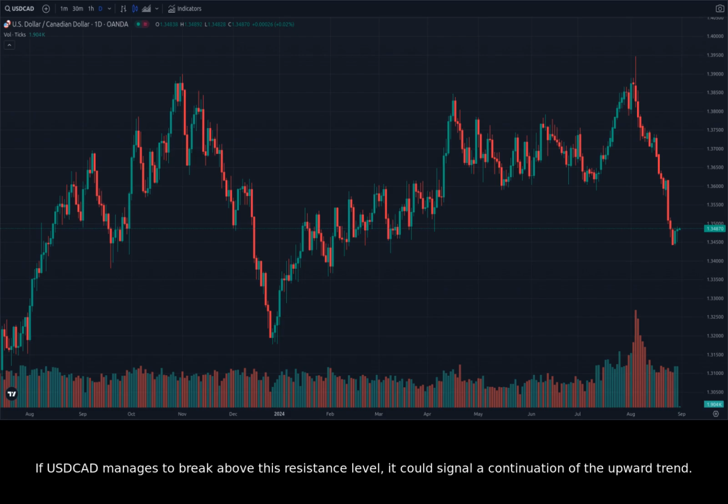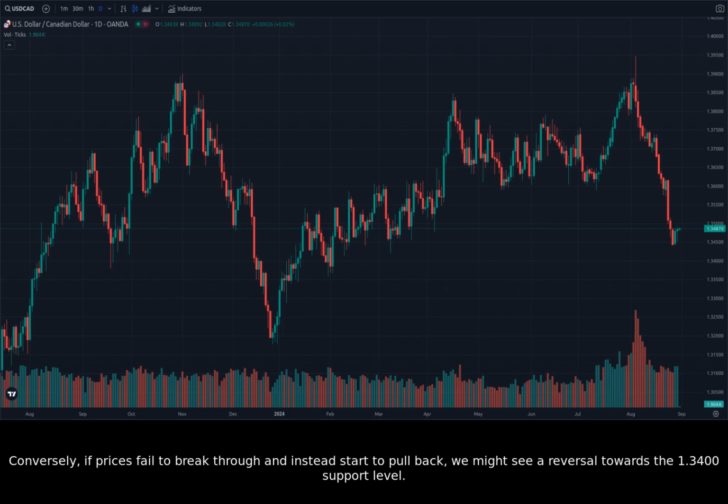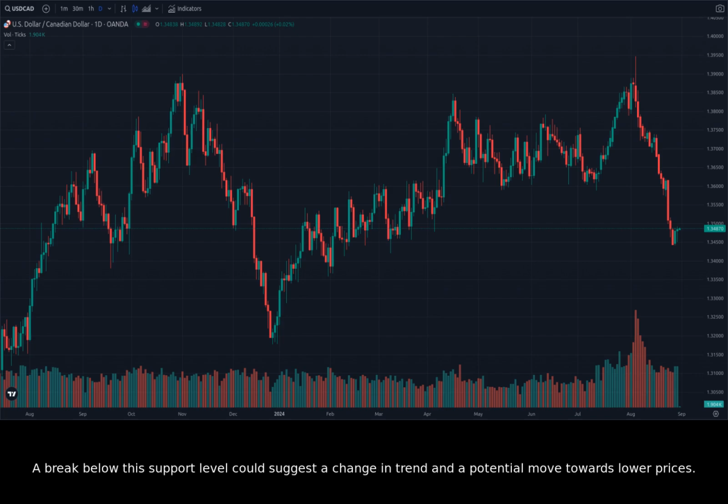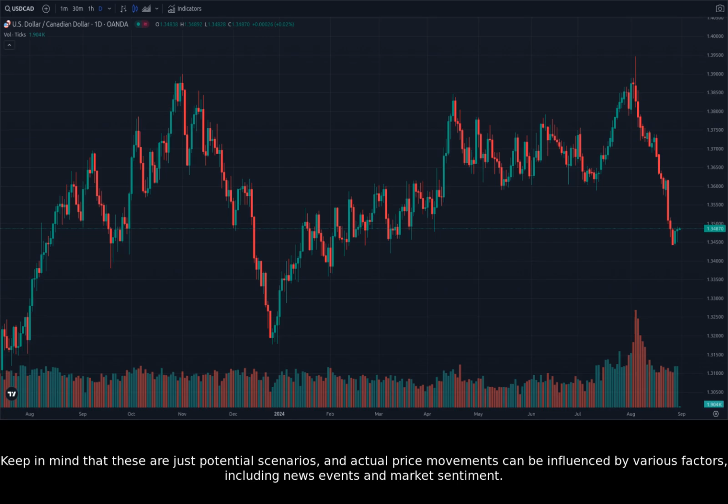If USDCAD manages to break above this resistance level, it could signal a continuation of the upward trend. Conversely, if prices fail to break through and instead start to pull back, we might see a reversal towards the 1.3400 support level. A break below this support level could suggest a change in trend and a potential move towards lower prices. Keep in mind that these are just potential scenarios, and actual price movements can be influenced by various factors, including news events and market sentiment.